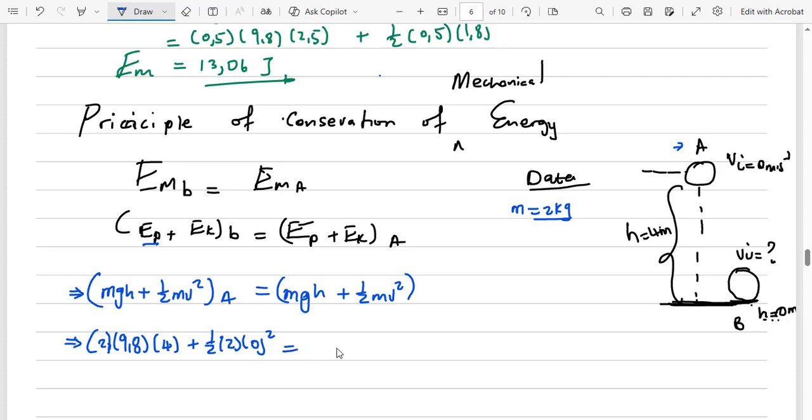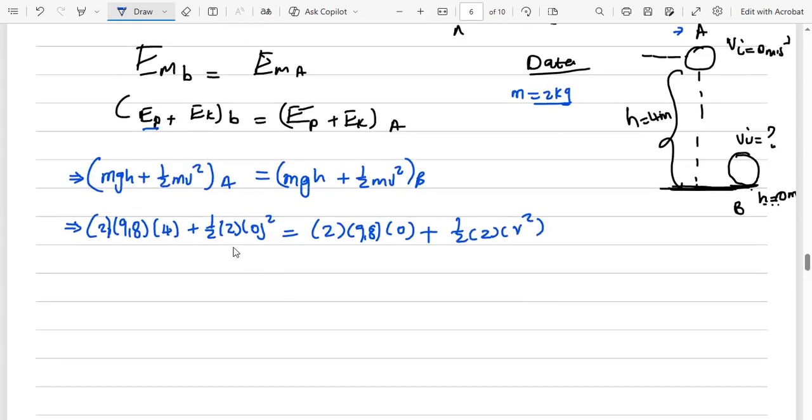Then we go to B. Remember, this is at B. The mass is still 2, 9.8. The height at B is 0. Then we add the mass 2, and v squared is what you are looking for. Do you see how this works? So this is just 0. We add 2 times 9.8 times 4, which is 78.4.